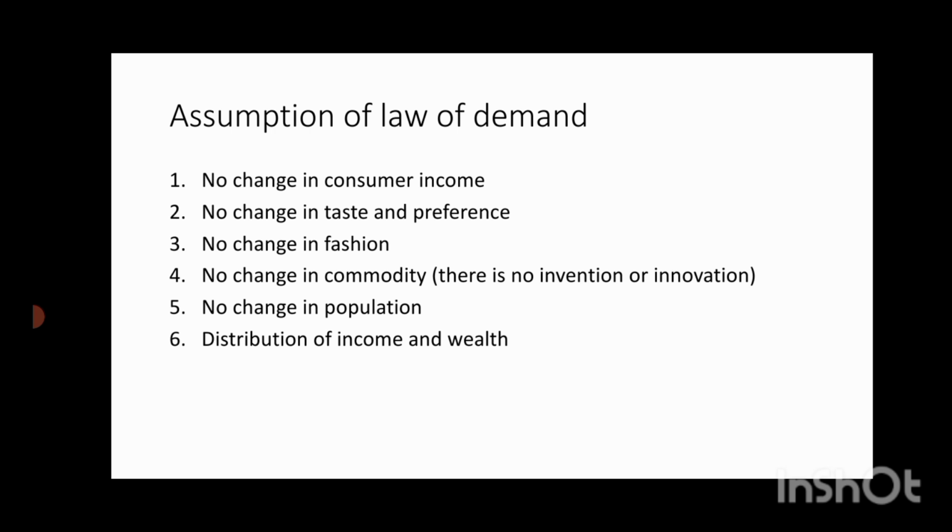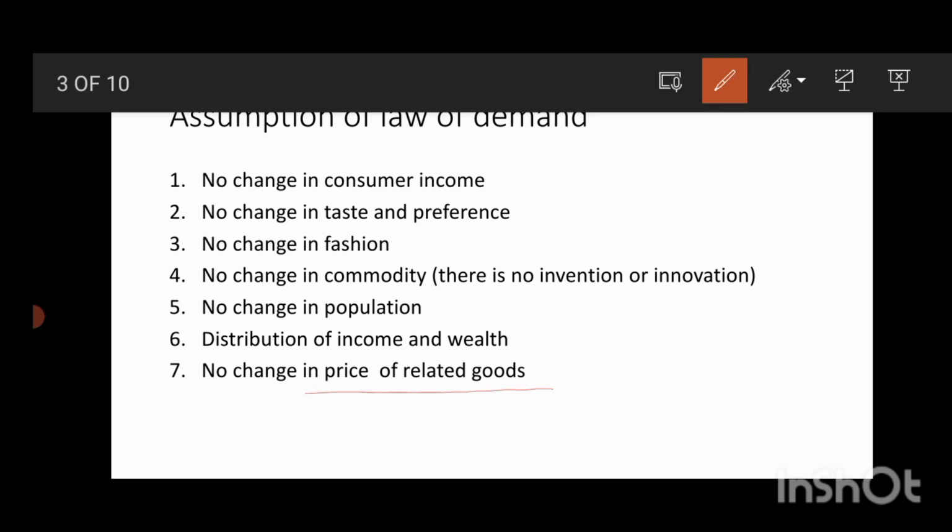So, distribution of income and wealth. This law of demand is based on the assumption that there is no redistribution of income and wealth, and there is also no change in the prices of related goods. What is the price of related goods? Related goods are nothing but substitute goods as well as complementary goods. So if any changes take place in these commodities, then though the price of the commodity is lower, the consumer may not demand it.